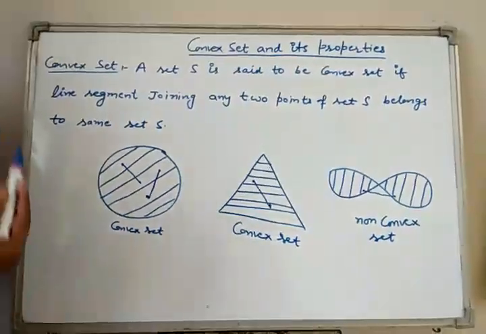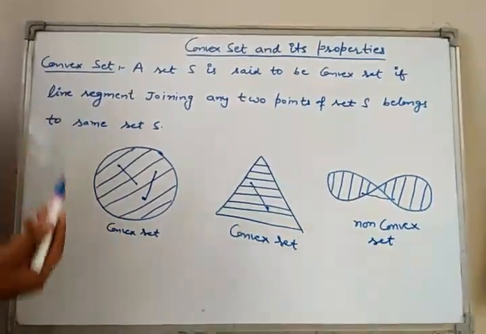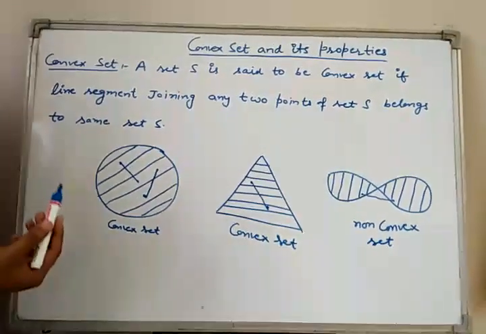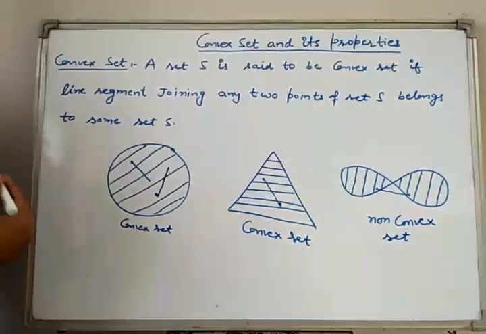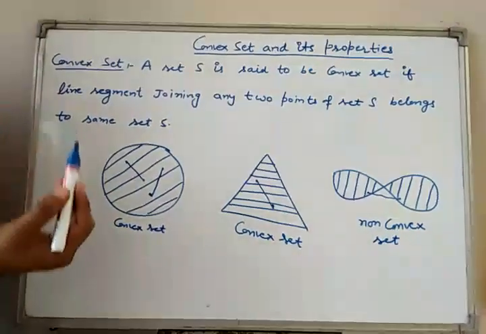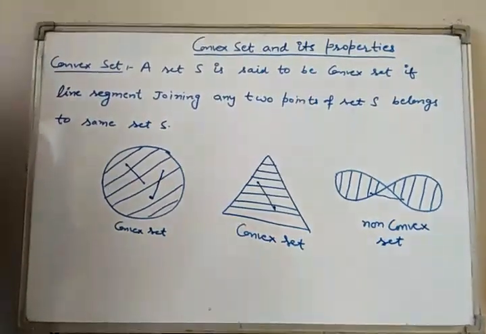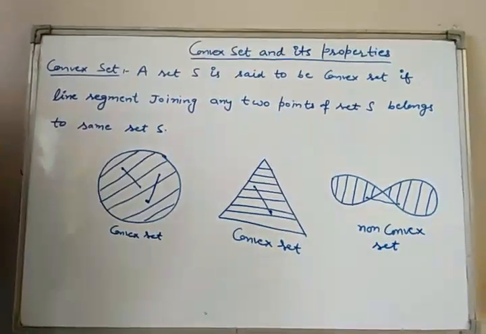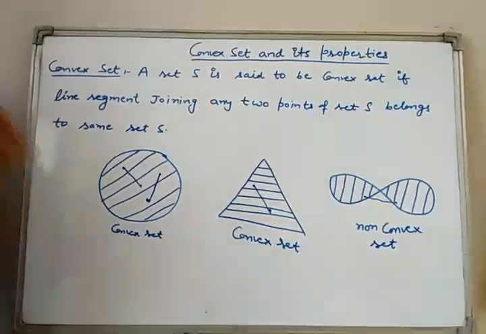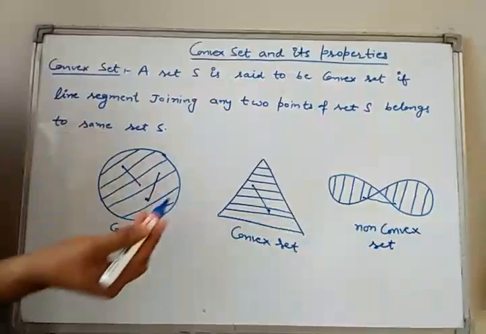That means a convex set is a set in which the line segment joining any two points of set S belongs to the same set S. If we find a pair such that the line segment joining those points lies outside the set S, then that set is a non-convex set.